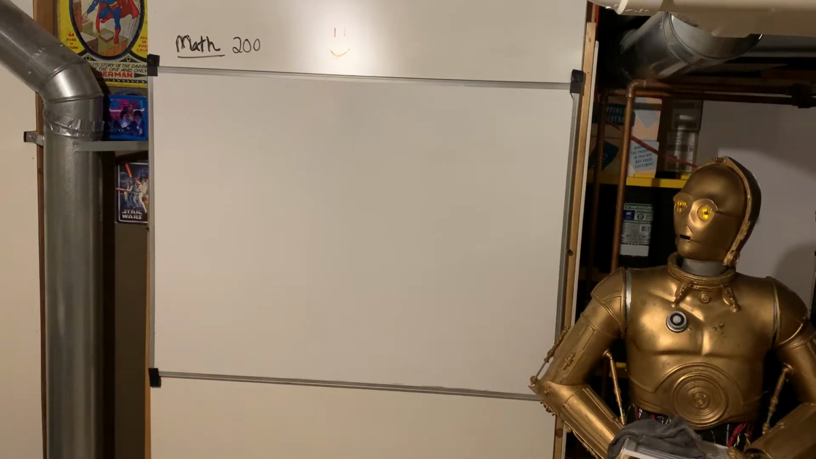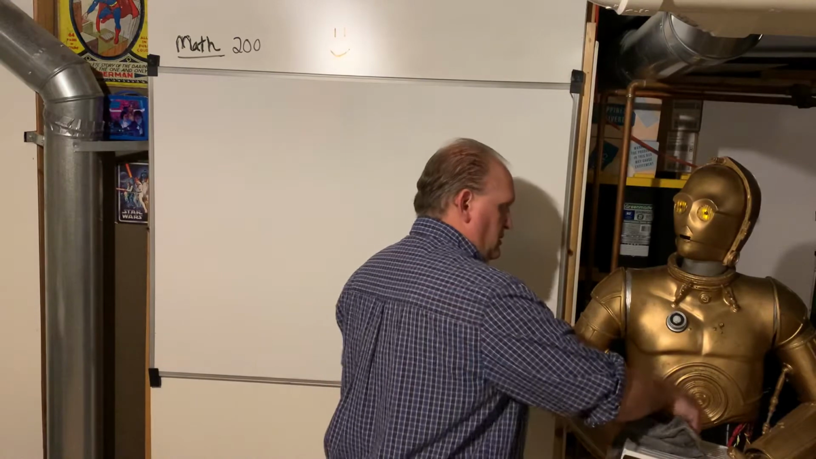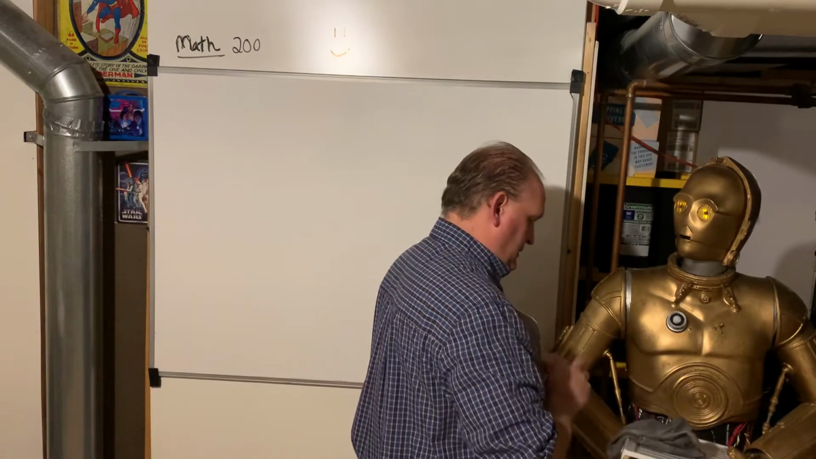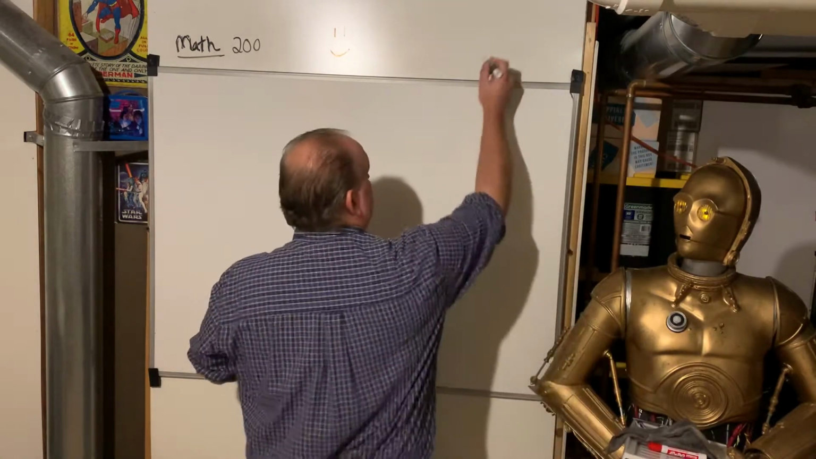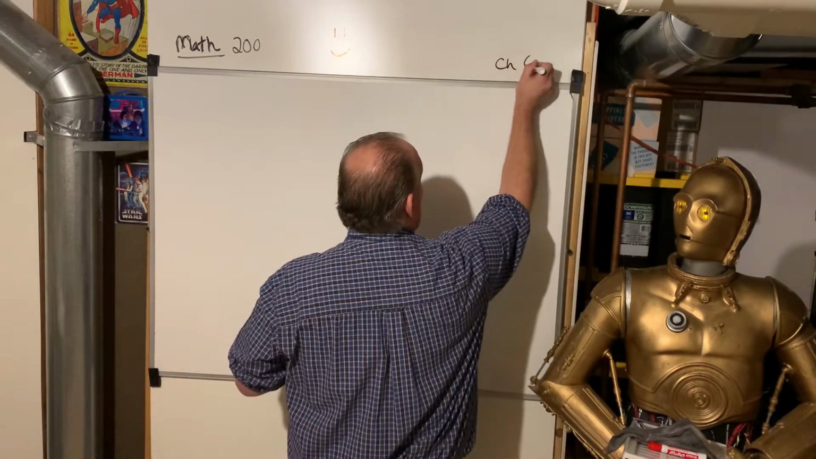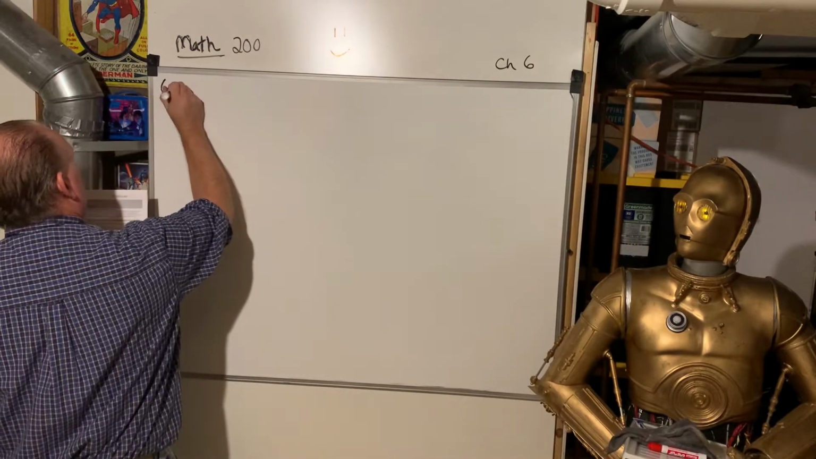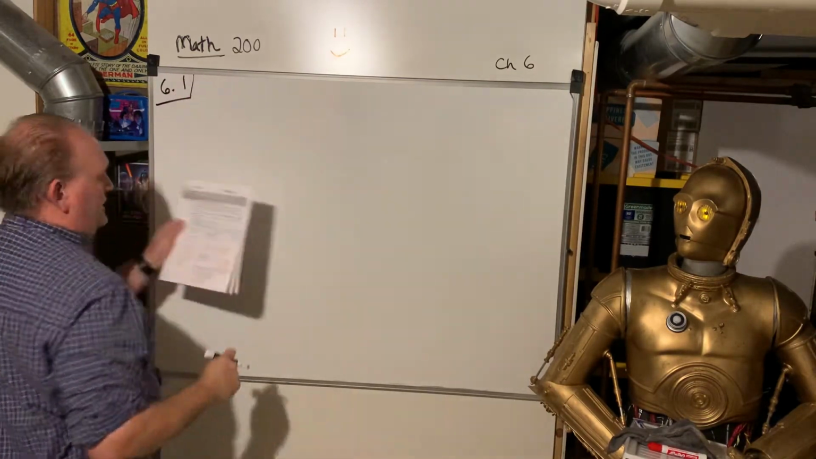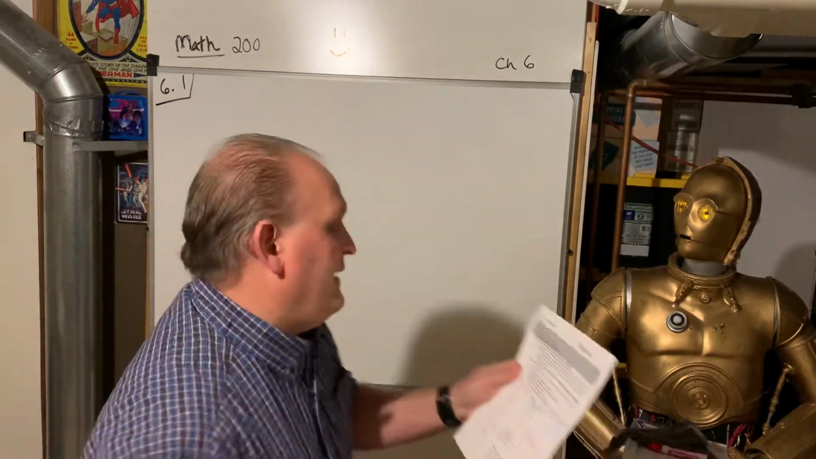We're back. This is Math 200. We're looking at Chapter 6, and what we're going to be doing is factoring. So 6.1, on the note packet, page 1, we're finding the greatest common factor.